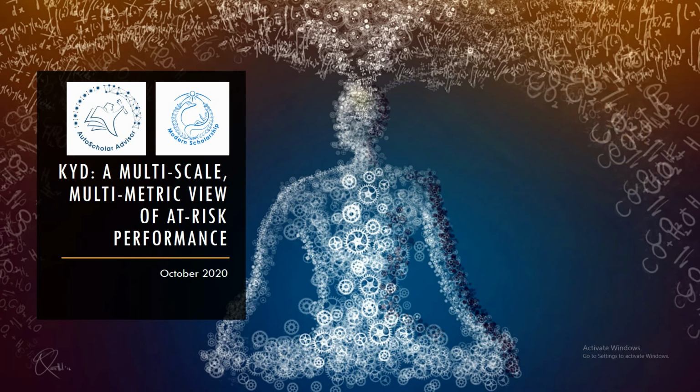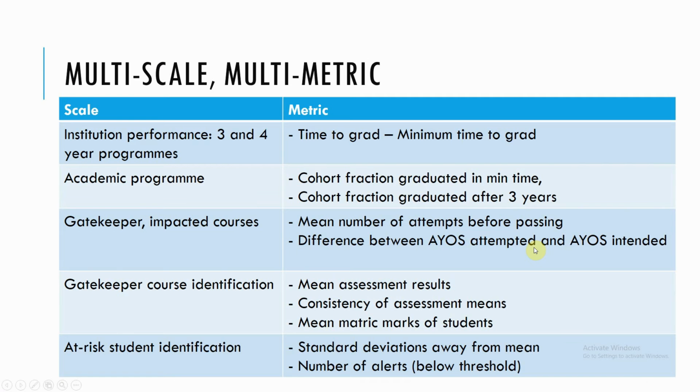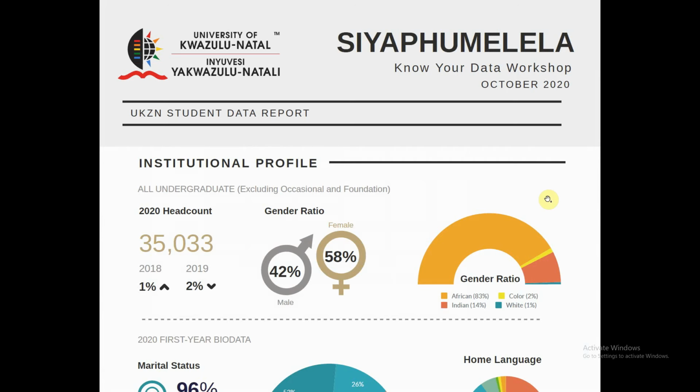In this session, we'll be using data at a variety of scales to identify the at-risk academic programs, courses, and students through the AutoScholar Advisor system. We will describe the metrics that are used as indicators for at-risk performance and go on to the auto-generated advising that can be applied. Let's look at the student profile at UKZN.